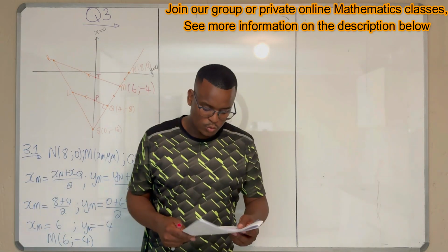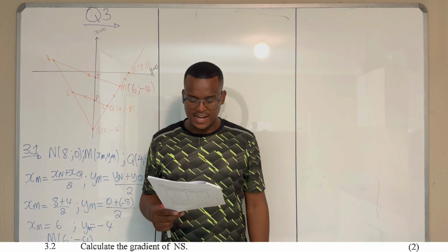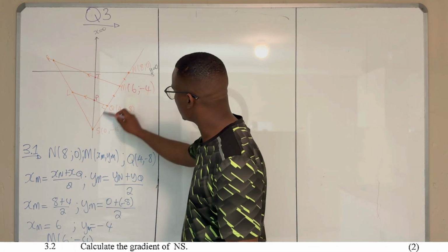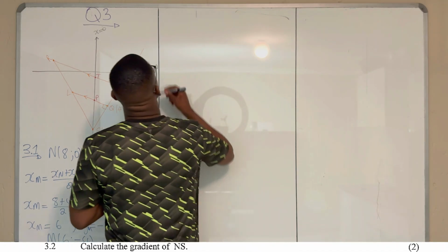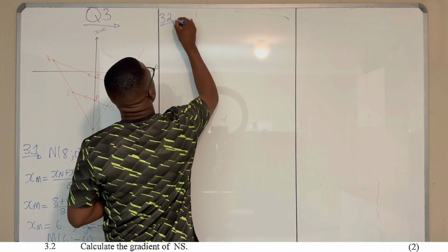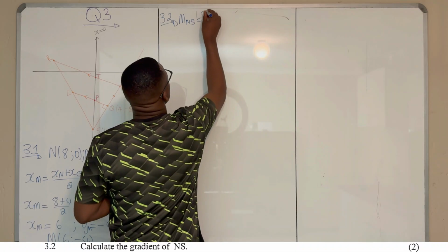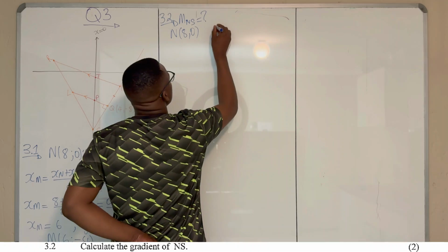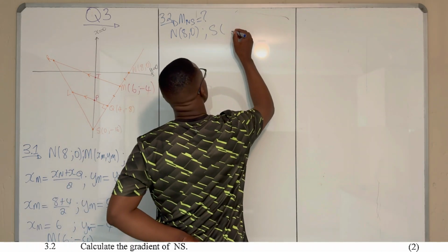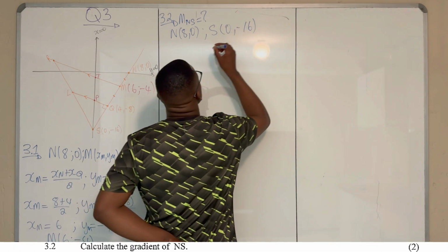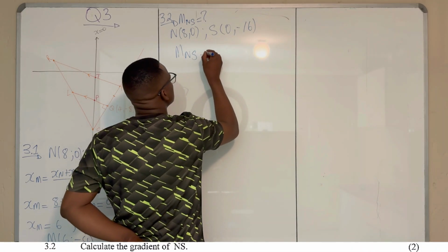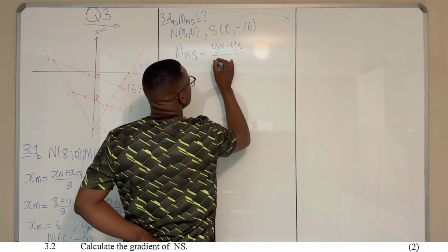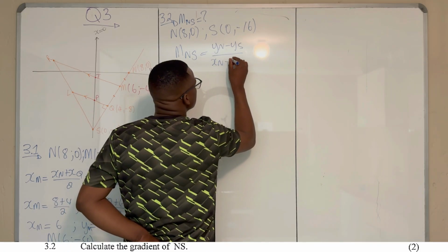So now we're going to do 3.2. At 3.2, they're saying calculate the gradient of NS. So they want us to calculate the gradient of this line NS, right? So easy stuff. So we're doing 3.2. They want the gradient of NS. You know the gradient formula. We have point N with coordinates 8 and 0, and point S with coordinates what? The coordinates of S is 0 and minus 16. So the gradient of NS is going to be y coordinate of N minus y coordinate of S all over x coordinate of N minus x coordinate of S.